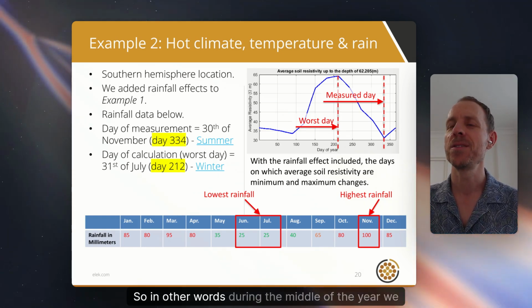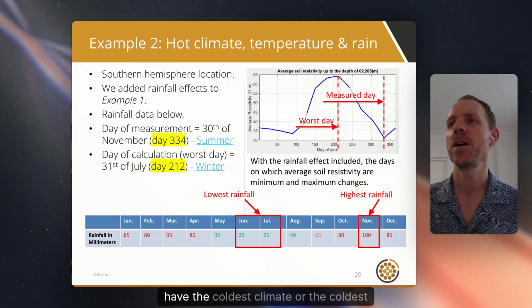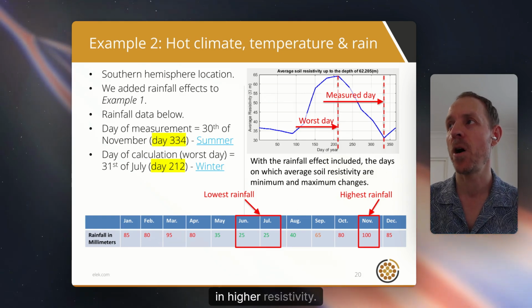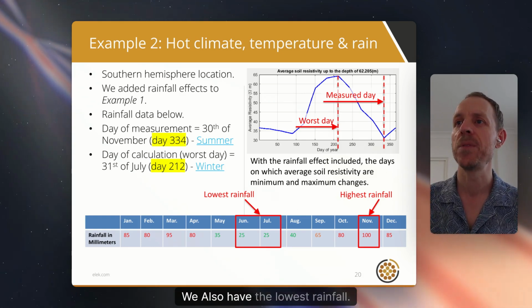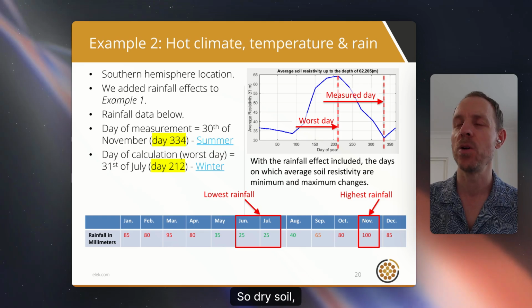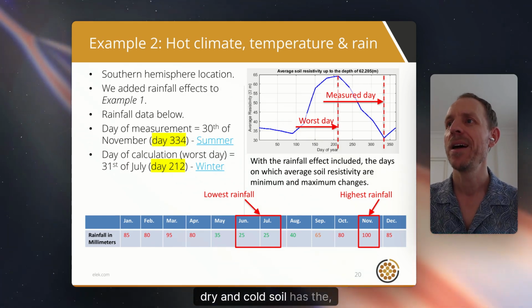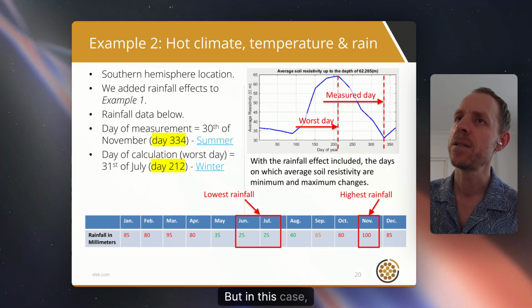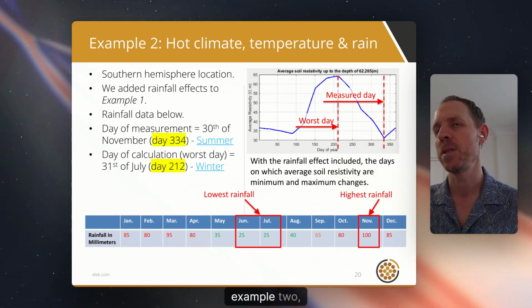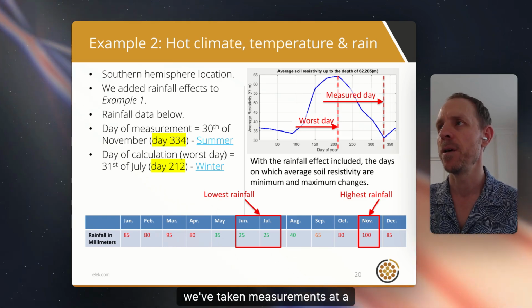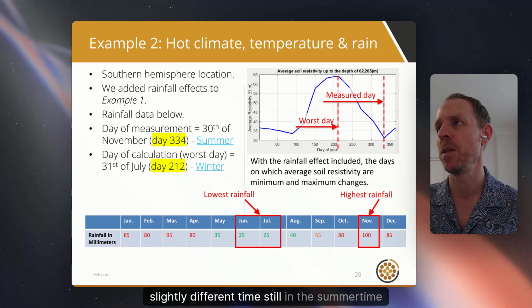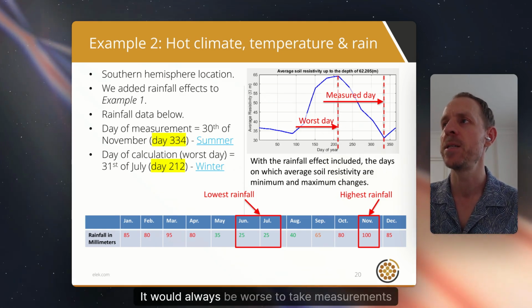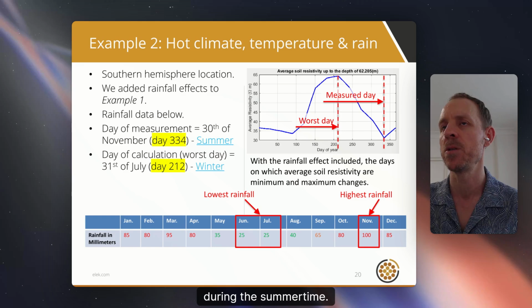So in other words, during the middle of the year, we have the coldest temperatures, which result in higher resistivity. We also have the lowest rainfall. So dry and cold soil has higher electrical resistivity. But in this case, in this example 2, we've taken measurements at a slightly different time, still in the summertime. It would be, for this location, it would always be worse to take measurements during the summertime.